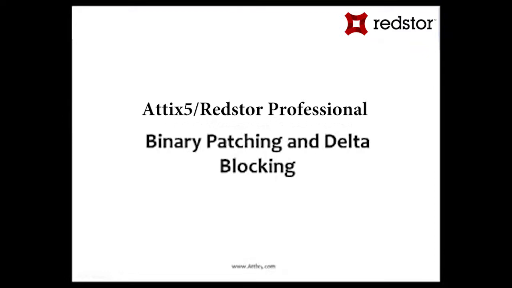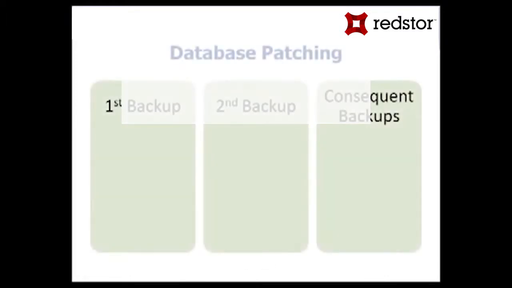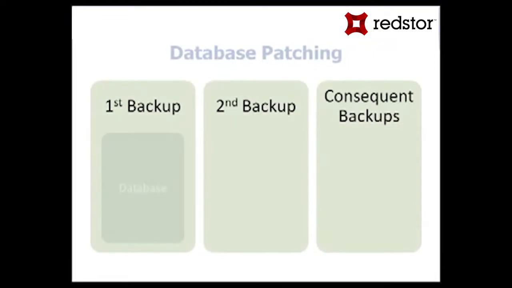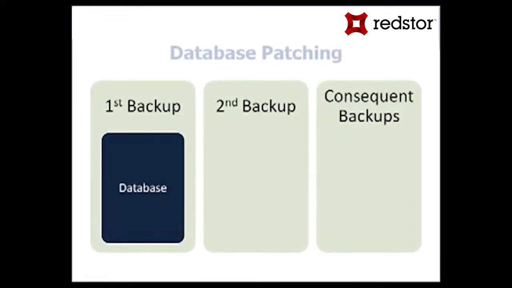In this video clip, I will explain patching and how AddX5 is able to protect data over relatively slow network connection speeds such as the internet and within the enterprise environment. I will also discuss the impact on local cache by using binary or delta block patching. I would like to start by explaining what patching is and how it fits into the AddX5 Professional disk-based solution.